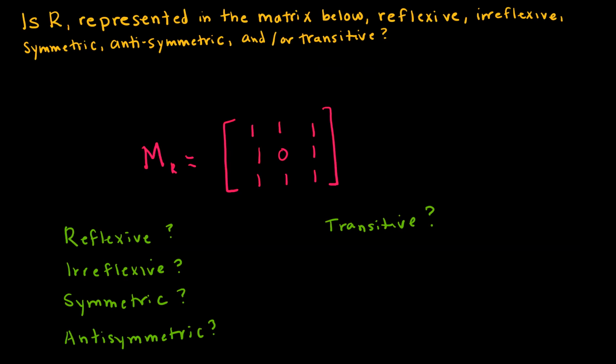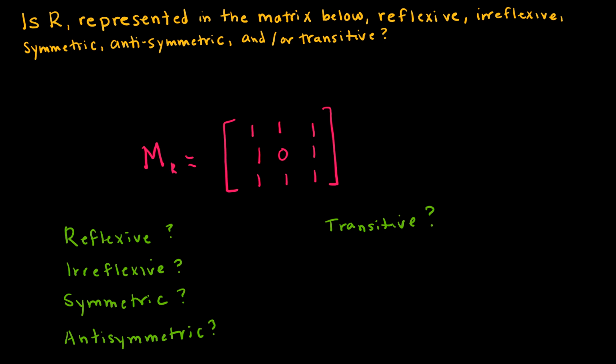So now that we've had a chance to look at all of the properties and we know how to multiply, let's do a practice question like you will have in your homework. So we have a relation represented in the matrix below. We're asking, is it reflexive? Is it irreflexive? Is it symmetric? Is it antisymmetric? Is it transitive? So let's look at all of these together.